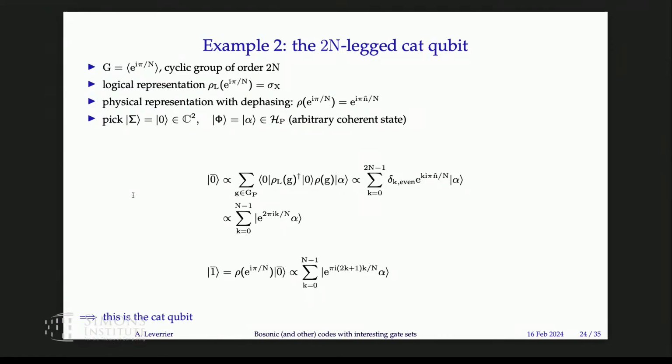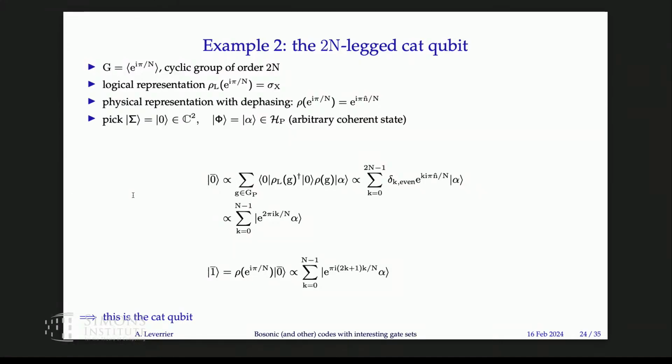You can also recover very easily the two n-legged cat qubits. Here the group that you pick is just the cyclic group of order 2n. Again, you need the logical representation of that group, and you just need to explain what the representation of the generator of that group is. So you just say, okay, it's sigma x.